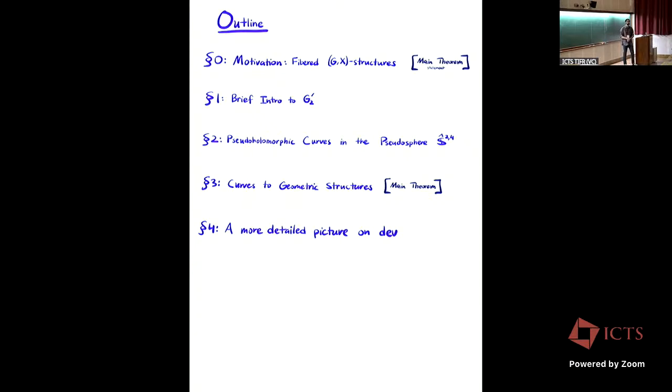So in sections 1 and 2, we'll introduce the necessary objects for the talk. So no background is assumed on this Lie group G2 prime. I'll tell you right context. And then we'll discuss these pseudoholomorphic curves in the pseudosphere, S24 hat. And after that, we'll discuss the main theorem. Section 3 is the meat. We'll explain the main theorem in this explicit construction where we'll convert these equivariant pseudoholomorphic curves into these fibered geometric structures. And then in section 4, we'll see a second perspective on the developing map, which looks quite different, and we'll see some different objects come into play.